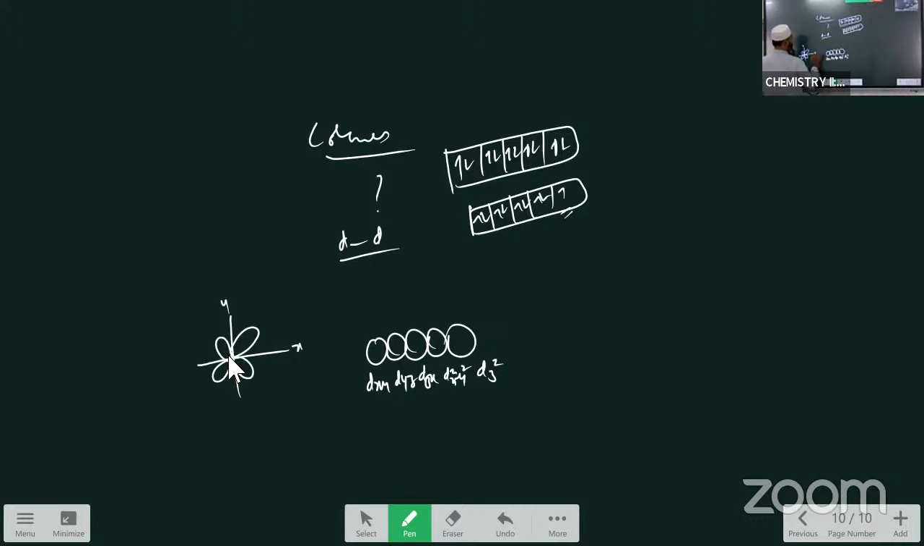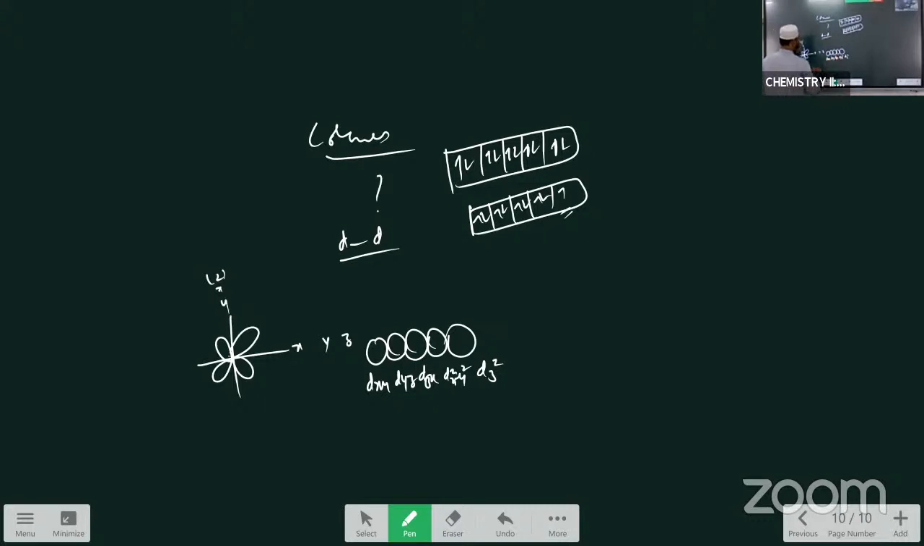In also dyz, yz बोले तो y यहाँ लिखना, z यहाँ लिखना. Same structure. Lobes are present in between the axis. dzx बोले तो z इधर लिखना, x लिखना. Same structure है. Lobes are present in between the axis.